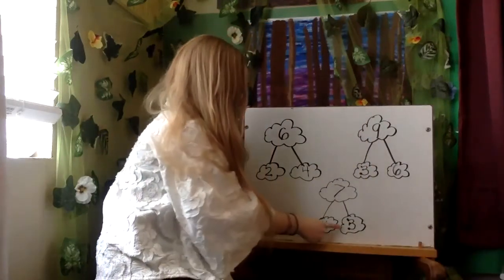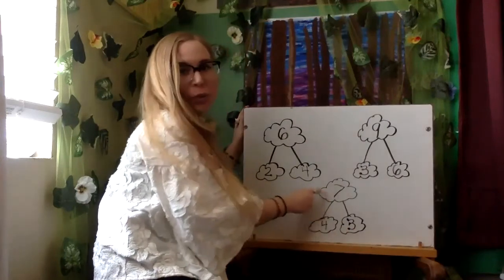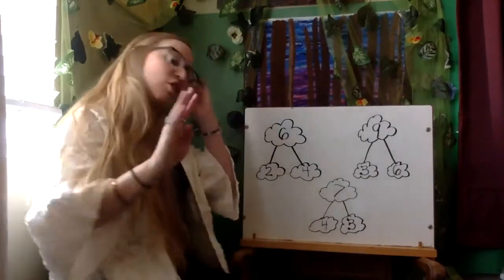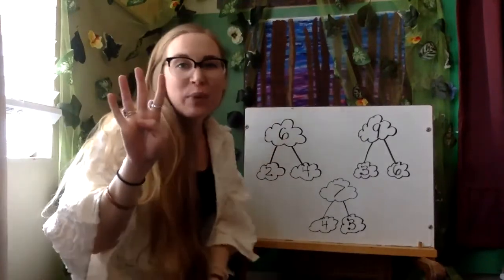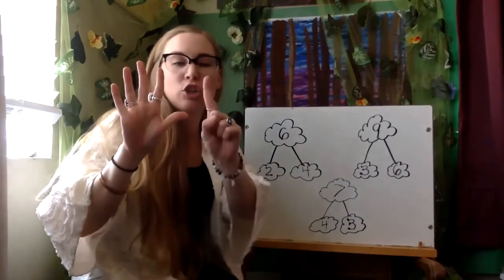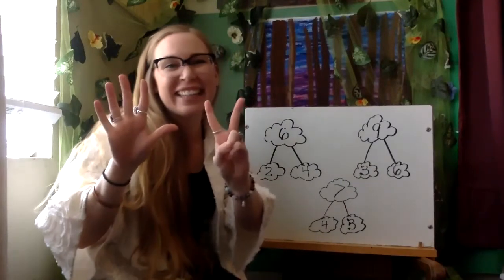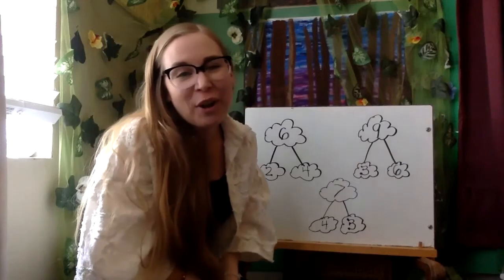So 4 plus 3 equals what? 7. And we'll double check our work again. So if we have 4 and we add 3, 1, 2, 3, how many do we have? 7.